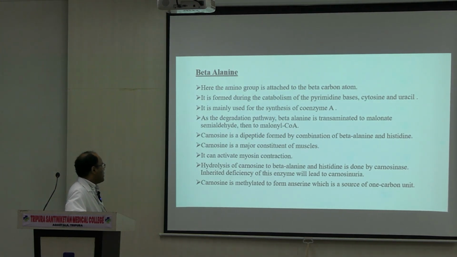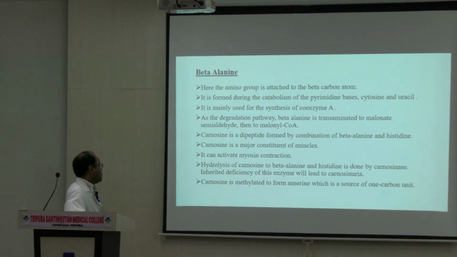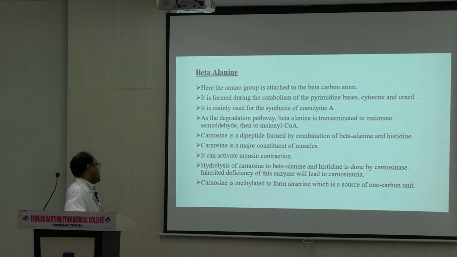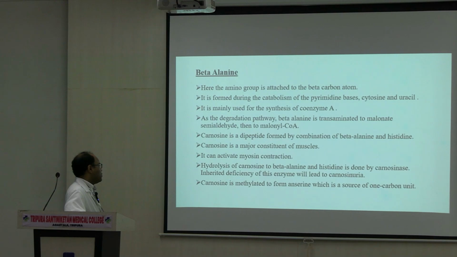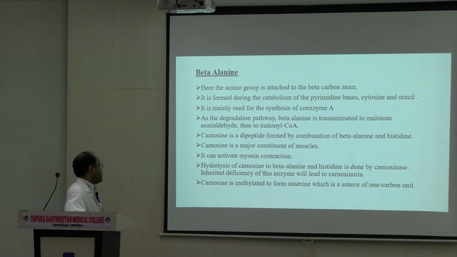Carnosine is a dipeptide formed by combination of beta alanine and histidine. Carnosine is a major constituent of muscle. It can activate myosin contraction. Hydrolysis of carnosine to beta alanine and histidine is done by carnosinase. Deficiency of this enzyme leads to carnosinuria. Carnosine is methylated to form anserine, which is a source of one carbon unit.